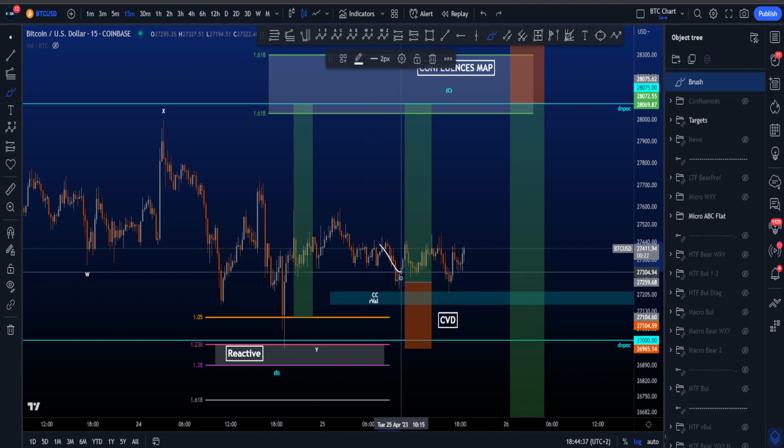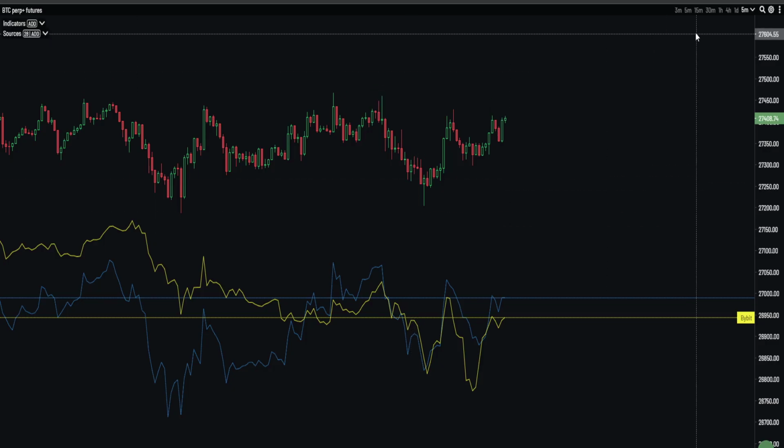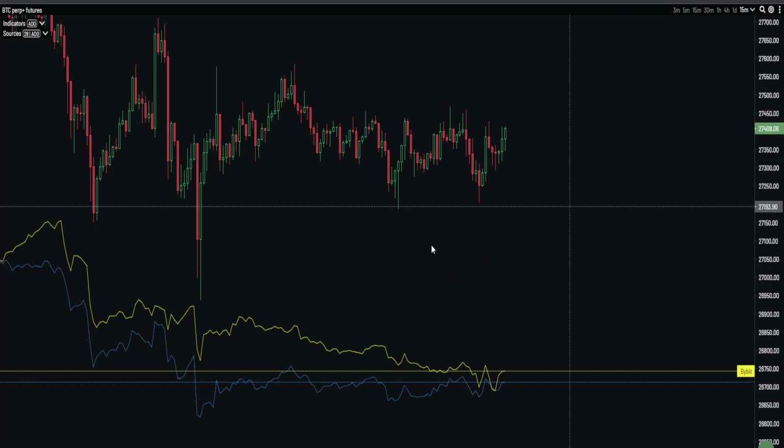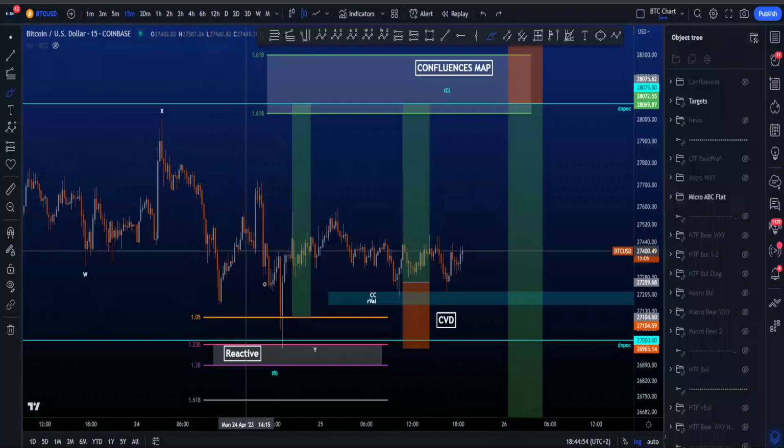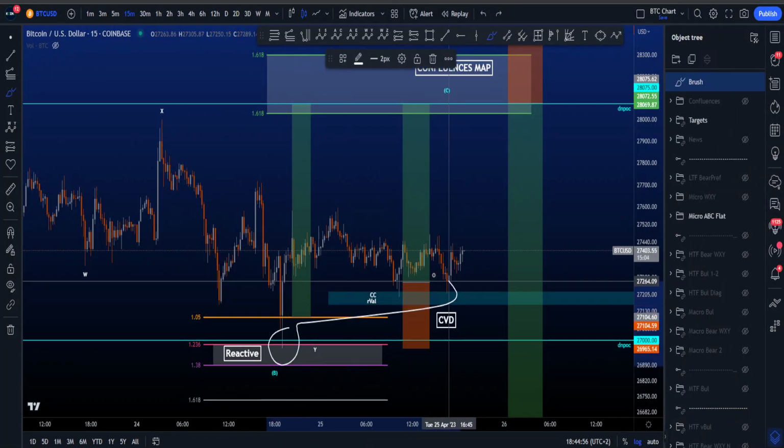We got eventually this move to the downside, where if I go to the 15-minute on the CVD chart, you can see we made a higher low, but on the CVD, the yellow line, we made lower lows. Also with the second drop that we got over here, again lower lows compared to this low that we made earlier, this one over here, compared to these two.